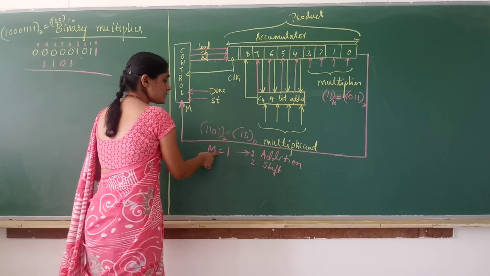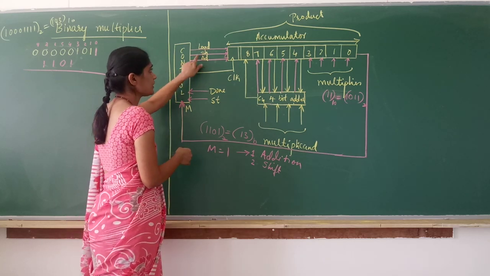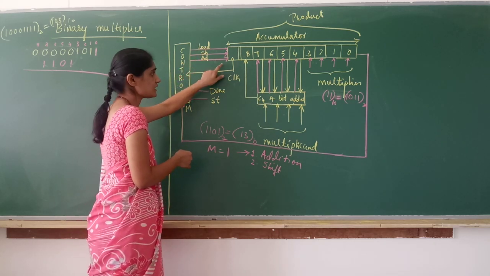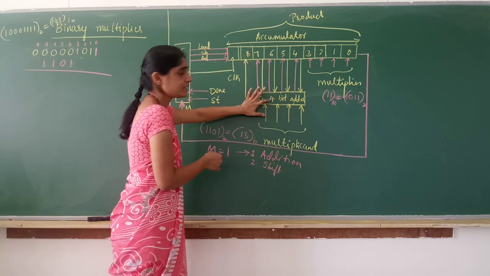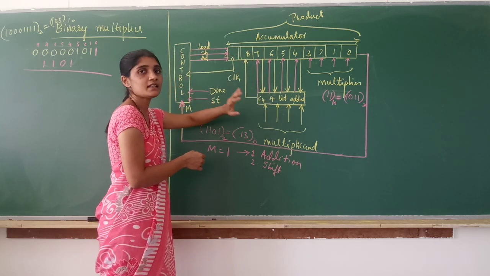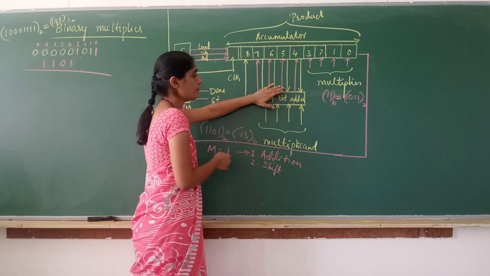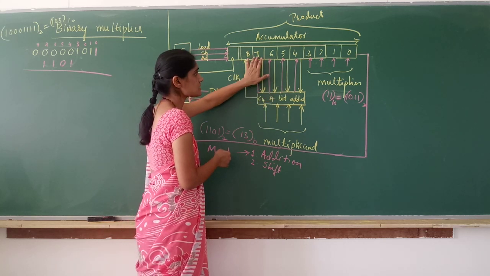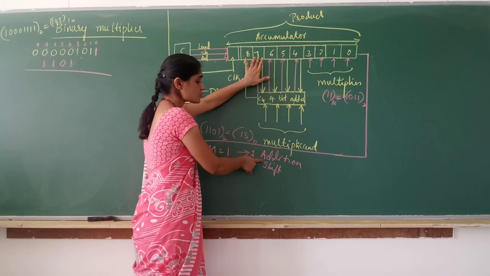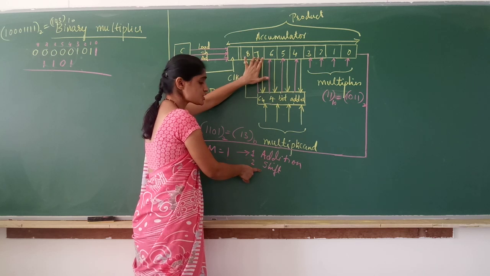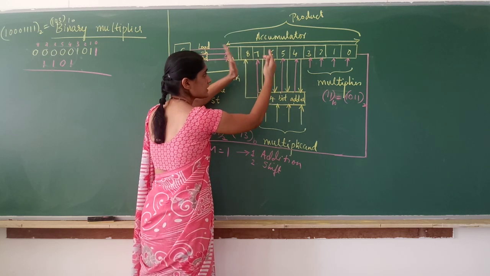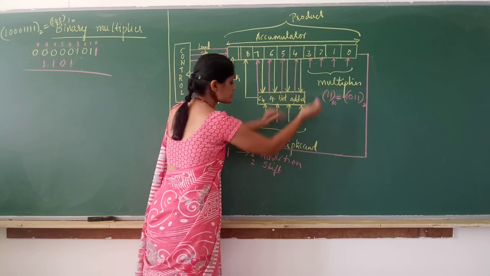Okay, so if m is equal to 1, first the control unit will give out what? Add signal. So these two will be added by the adder. Next, immediately the sum result will be stored. Where? The sum will be stored in the accumulator. So once the addition is completed, immediately shift the content of the accumulator to the right by 1 bit.